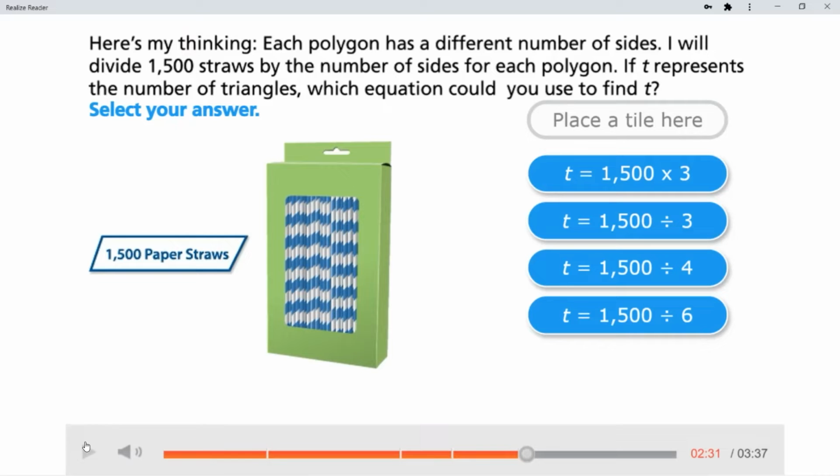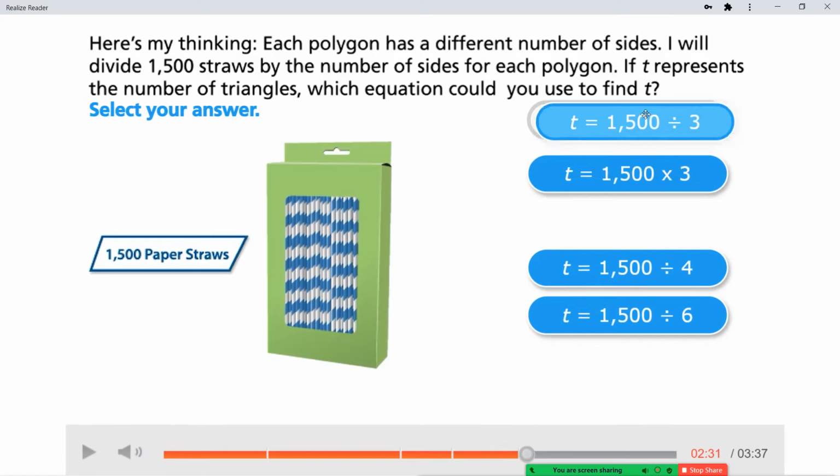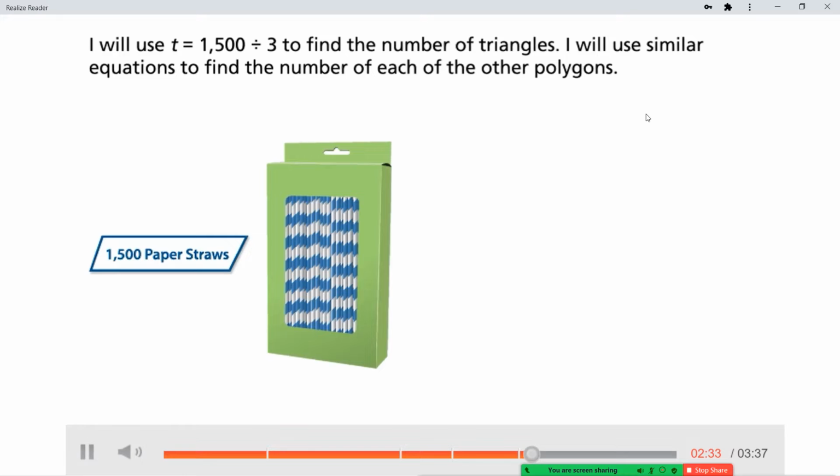So here, stop and think. We know a triangle has 3 sides. And if we're going to use one of these boxes just for triangles, we're going to have 1,500 straws divided into groups of 3 is going to equal T, our number of triangles. Because we're splitting them, we need to pull out equal groups of 3 each time for each triangle. So the equation we're going to use is T, the number of triangles, is equal to 1,500 divided by 3. I will use T equals 1,500 divided by 3 to find the number of triangles. I will use similar equations to find the number of each of the other polygons.